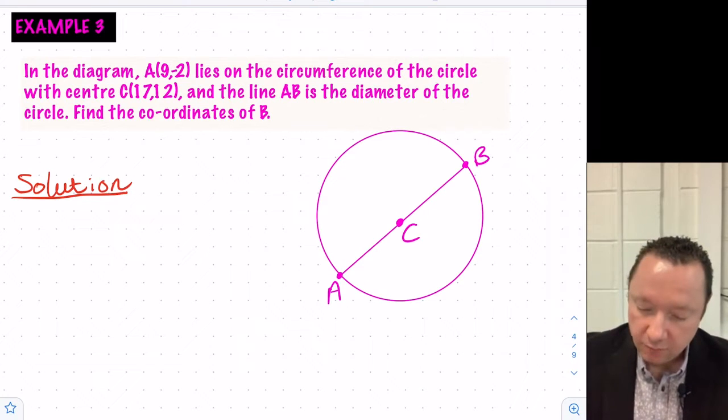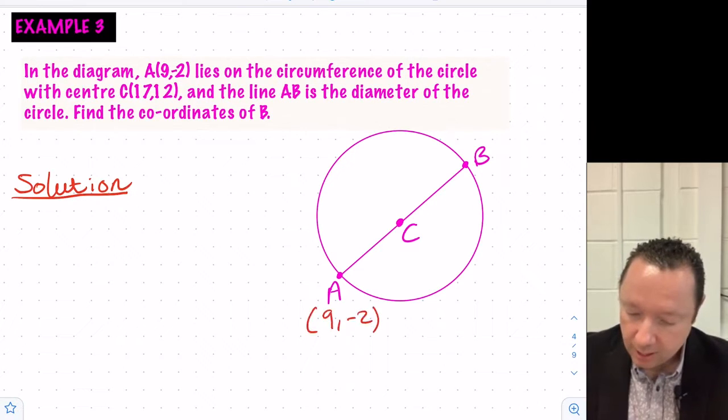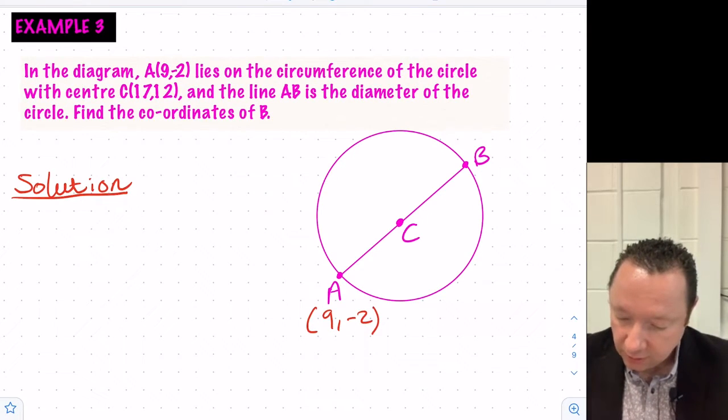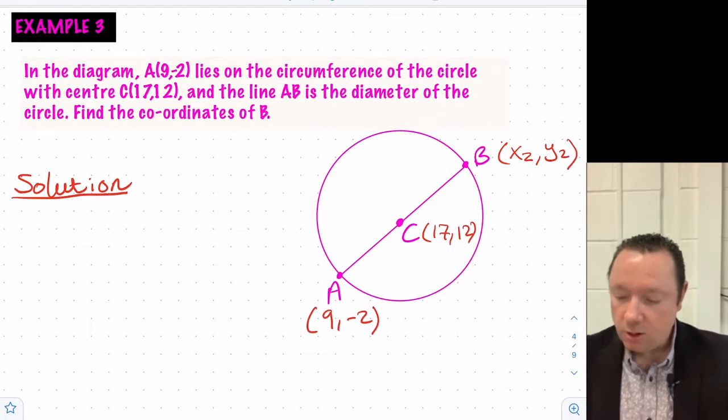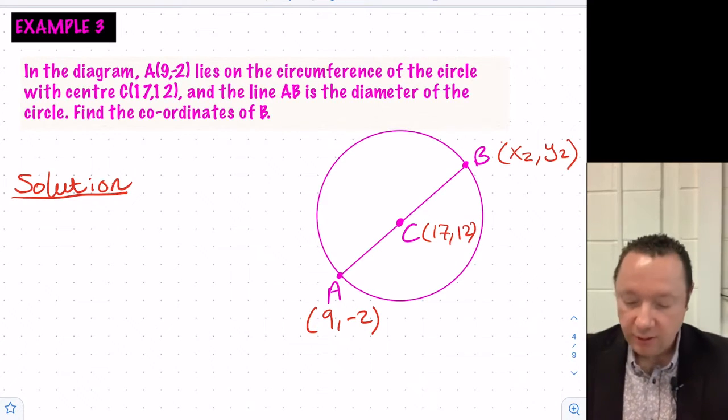So let's just take a few notes here. A is (9, -2), so I'll write that down there. And C is (17, 12), which I can write here. And I want to know the coordinates of this. Let's call that x2, y2. So we know that if we add 9 and x2 and divide by 2, we'll get 17. So we can work backwards to get our solution.